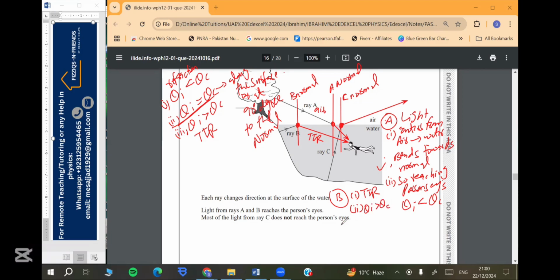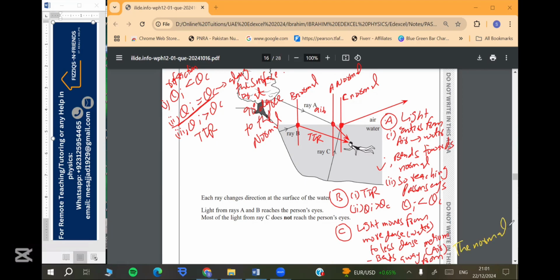Okay, and for C, you will say that light moves from a more dense medium, which is water, to a less dense medium, which is air. Therefore it bends away from the normal. And the second point is, again here the incident angle should be less than the critical angle, or you can say that the incident angle can be equal to the critical angle.